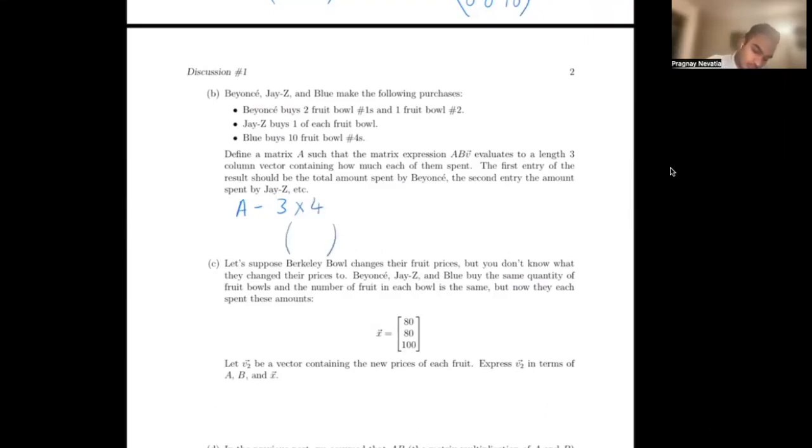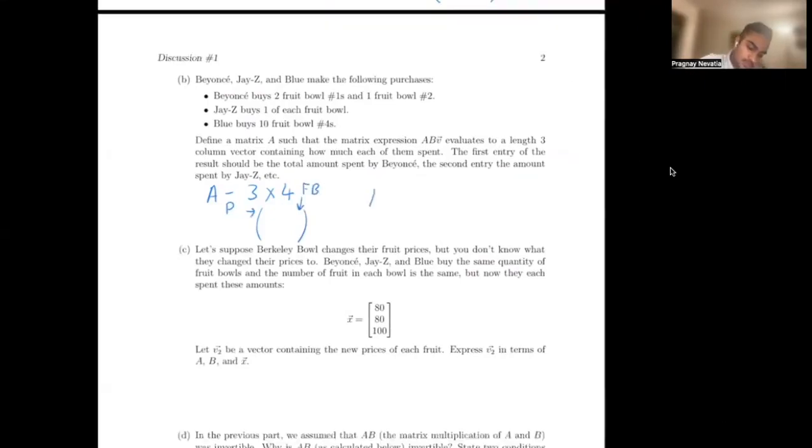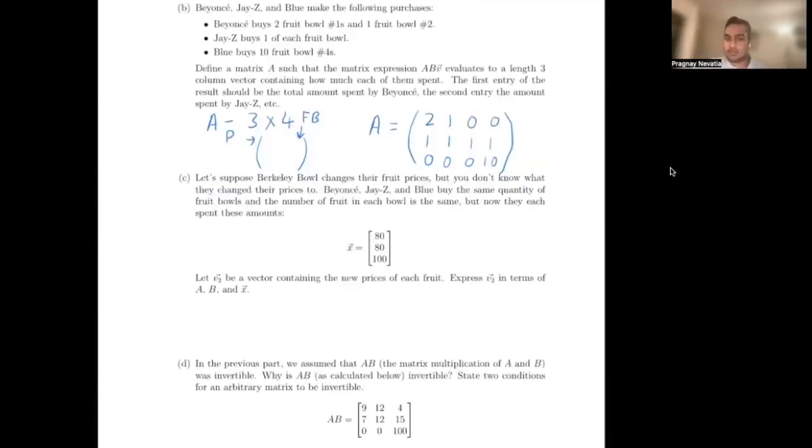Now here, each row is a person, and each column is a fruit bowl. So again, keeping that in mind, it should be more straightforward to define A. Beyonce buys 2 fruit bowl 1s, 1 fruit bowl 2, and none of the others. Jay-Z buys 1 of each, and then Blue buys 10 of the cantaloupe bowls. Okay, so that's part B.